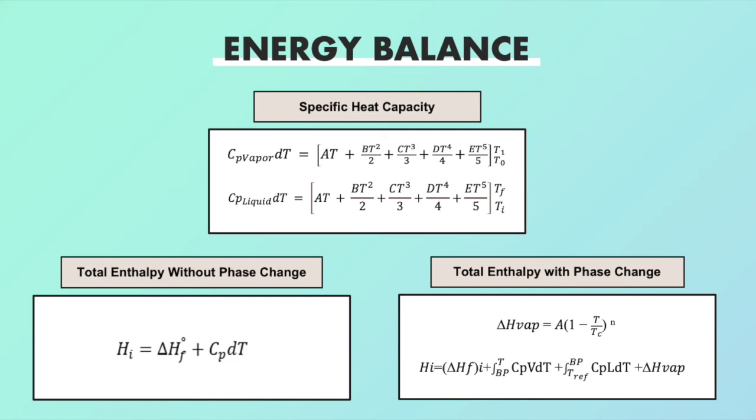While for the total enthalpy with phase change, the heat capacity of liquid phase will be calculated from the reference state temperature to boiling point and summed up with the heat of vaporization at boiling point, the heat of formation, and lastly the heat capacity of vapor phase from boiling point to desired temperature.